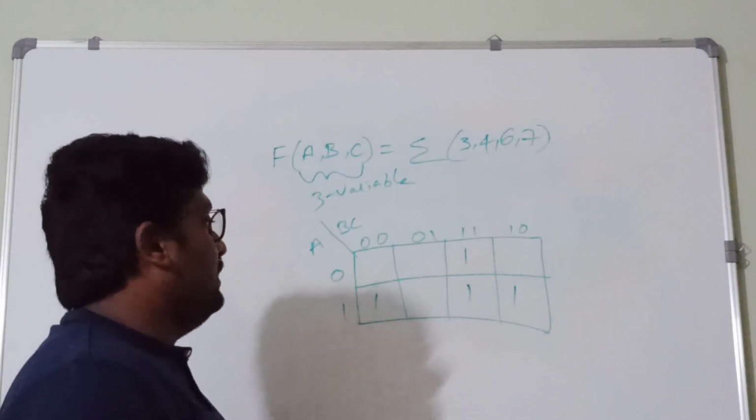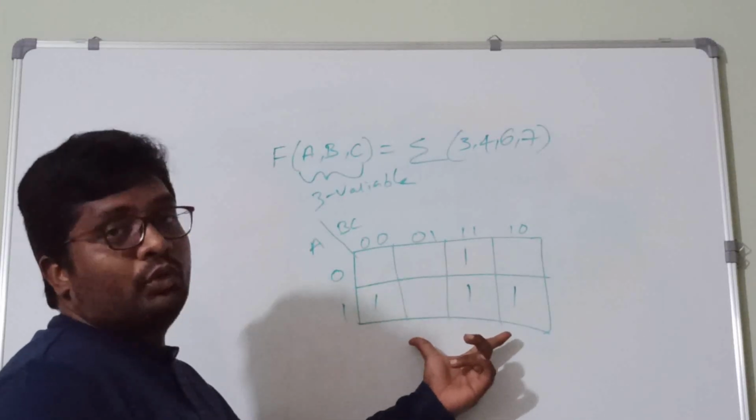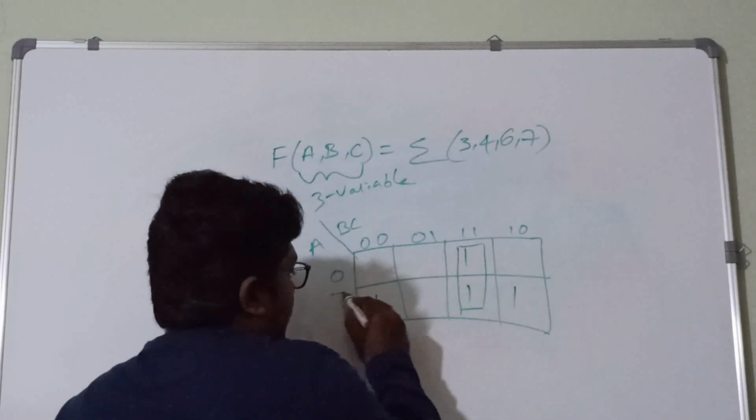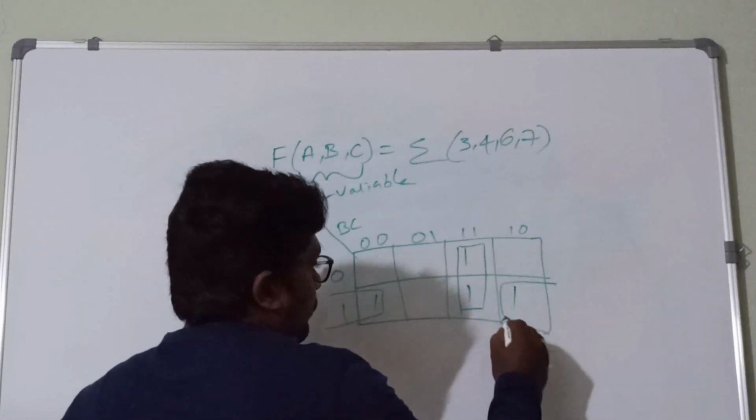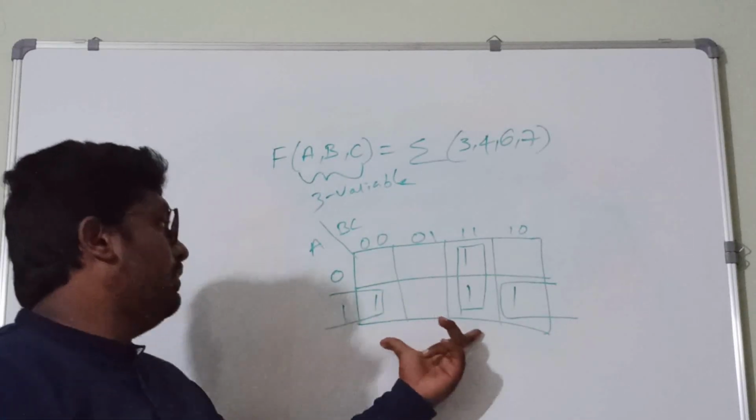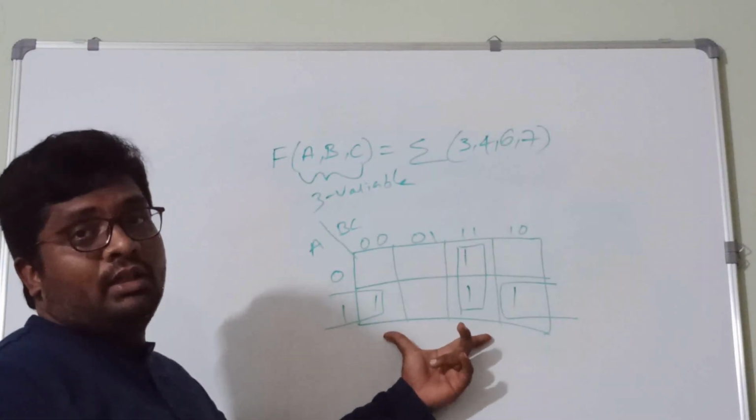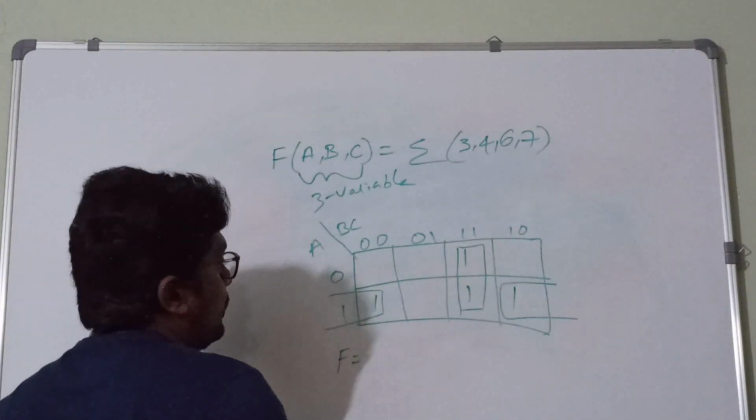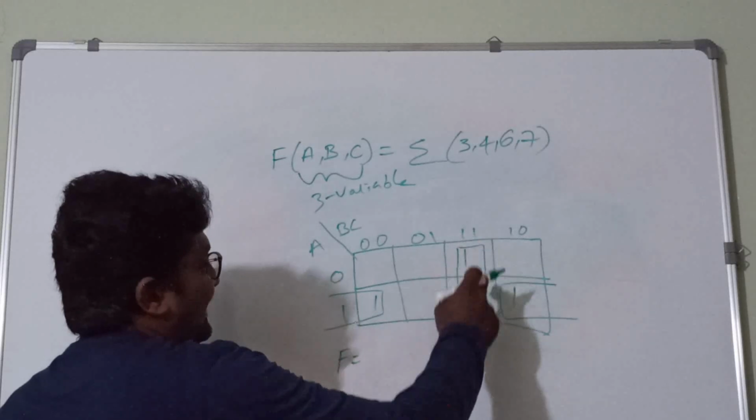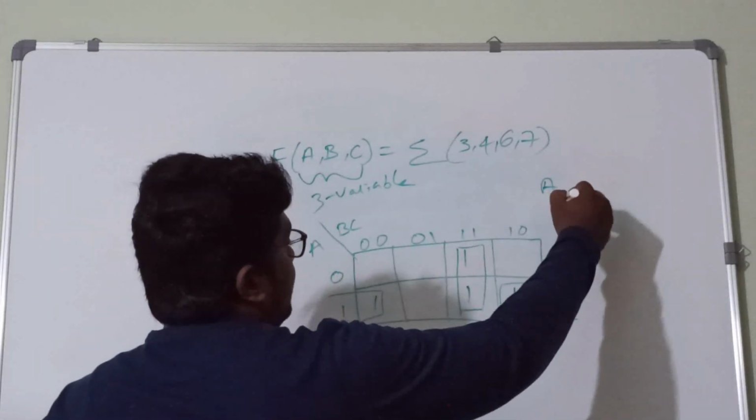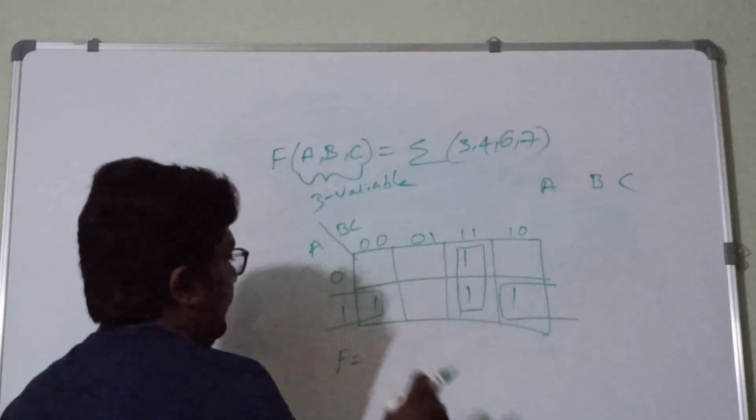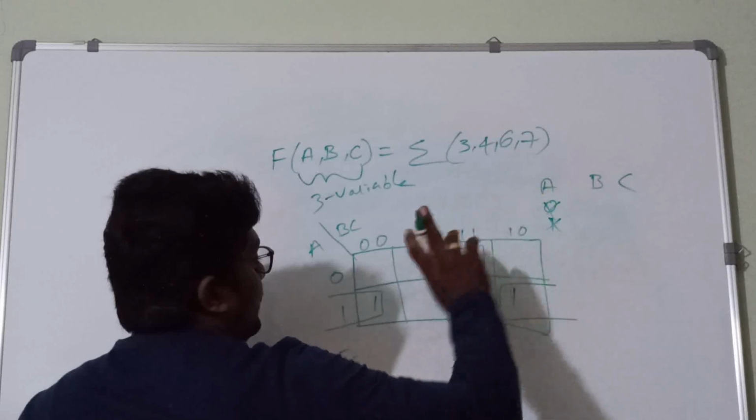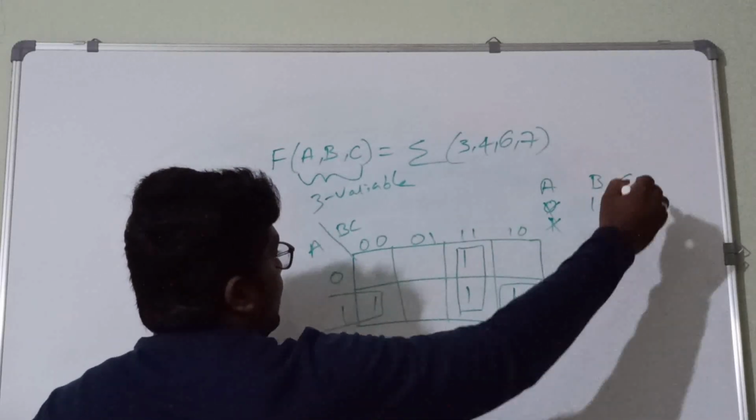So if you observe here we are having 2 pairs, right? So this is one pair and this is one pair. So if you observe, these are the adjacent loops, right? So now let us get the F value. F is equals to, for this first I am taking this pair, that is A, B and C. For this pair, A is 0 and 1, this is changing, so this will be eliminated. Next one is B and C.